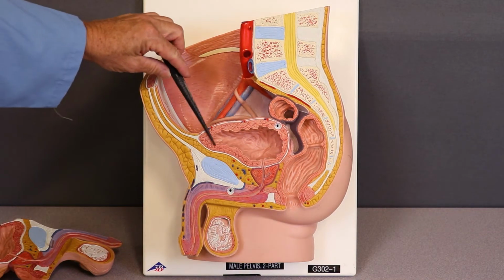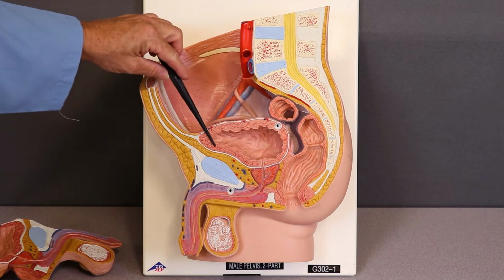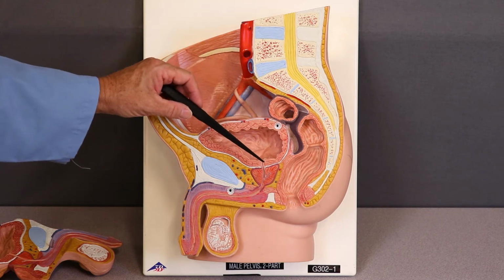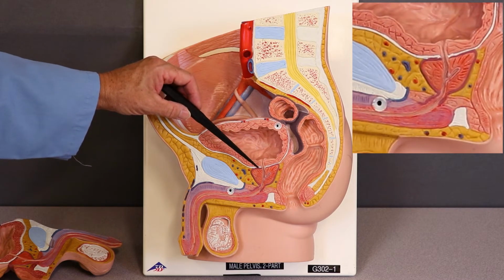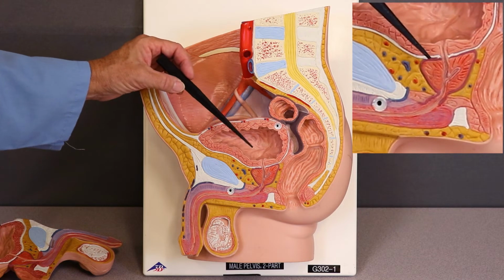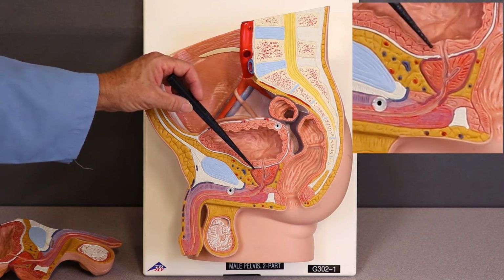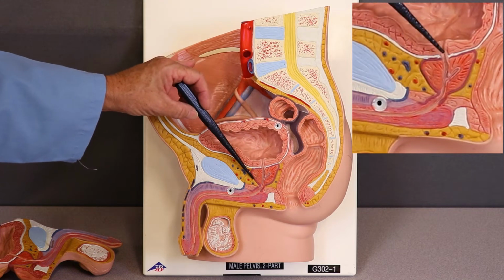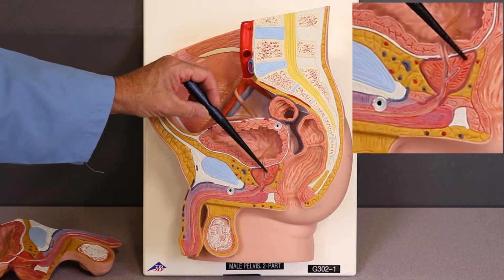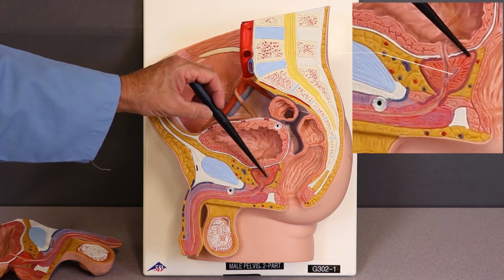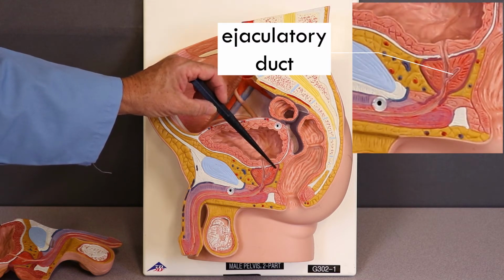So as we see, this is the urinary bladder, okay? And as I mentioned, the vas deferens and the seminal vesicle will come together to form a duct that passes through the prostate gland. So just inferior to the bladder is the prostate gland, okay? And this would be that duct I was referring to, and that's called the ejaculatory duct.